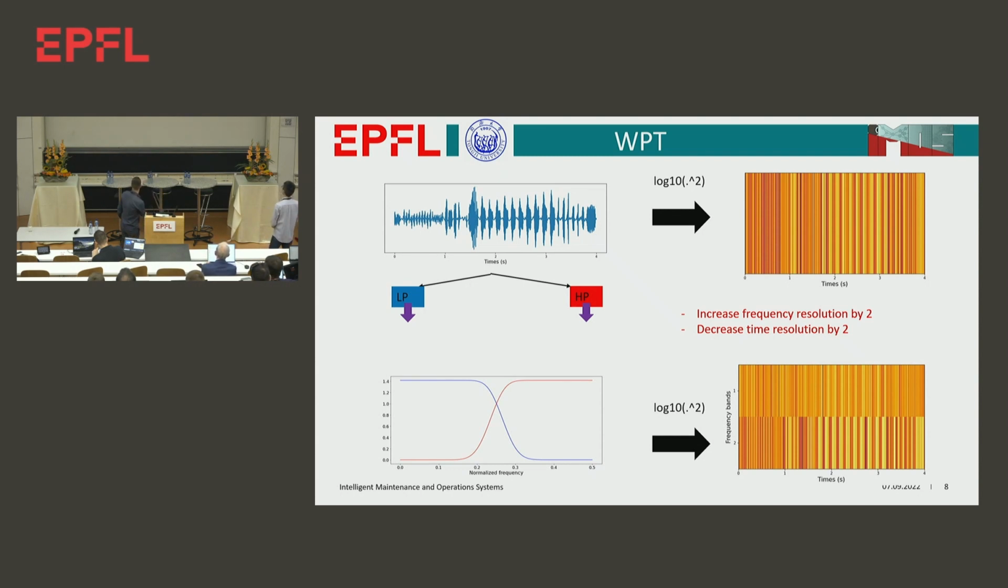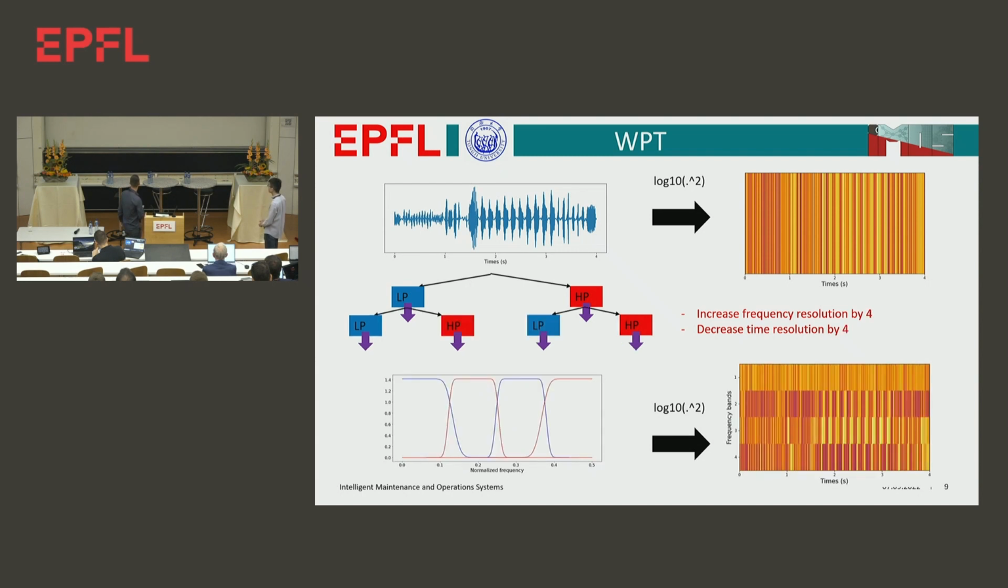And so here it's a basic block of the wavelet packet transform, and the idea is to recurrently use this basic block. For example, again, a low-pass filter and a high-pass filter, on each output. And this time, the frequency resolution is multiplied by 4. We have projected the signal into 4 band passes represented here. However, the time resolution is divided by 4.